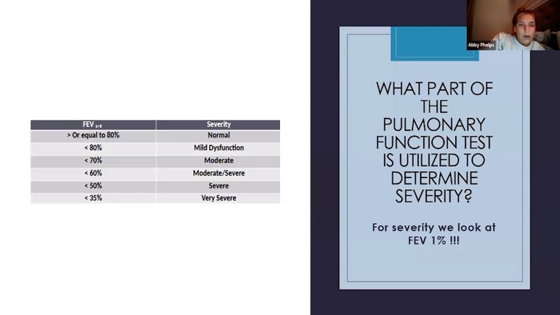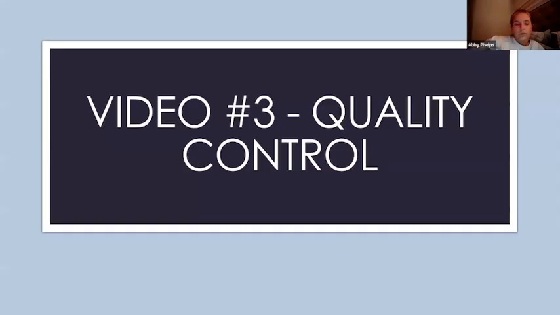It can be greater than or equal to 80%, which is your normal, less than 80%, which is mild dysfunction, less than 70% moderate, less than 60% moderate/severe, and less than 50% severe. And then less than 35% is very severe. All right.